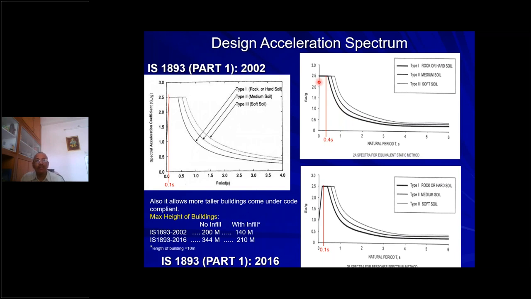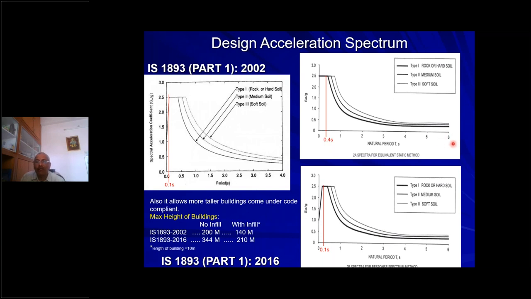Earlier, less than 0.1 seconds, we could have taken some advantage, but that advantage is now eliminated. So up to 0.4 seconds minimum, you have to take 2.5. There is no reduction in the SCA by G. But for the spectrum that is to be used for the response spectrum method, wherein we do the modal analysis, we try to find out exactly what is the time period. So there you can take the advantage of reduced SCA by G. So this is the difference in the response spectrums to be used for the equivalent static method as well as the response spectrum method.